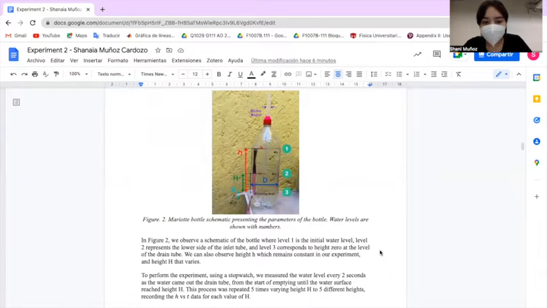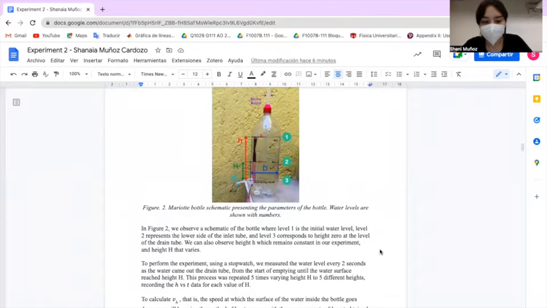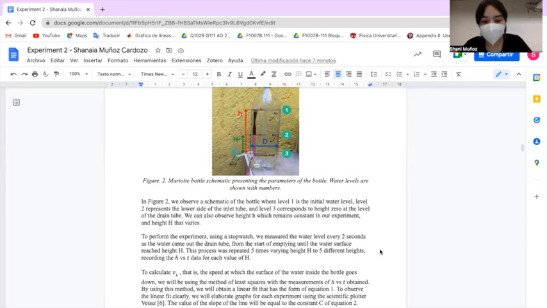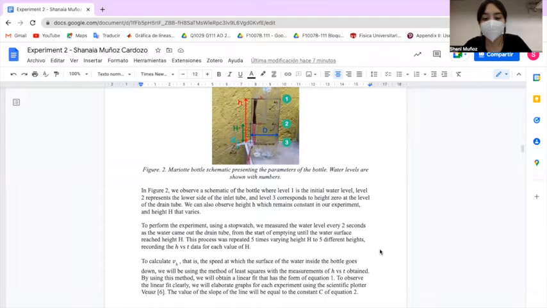In figure 2, we observe a schematic of the bottle where we can observe height h, which remains constant in our experiment, and height h in color green that will be varied. To perform the experiment using a stopwatch, we measured the water level every 2 seconds as the water came out the drain tube, from the start of emptying until the water surface reached height h. This process was repeated 5 times, varying height h to 5 different heights, recording the h versus t data for each value of h.